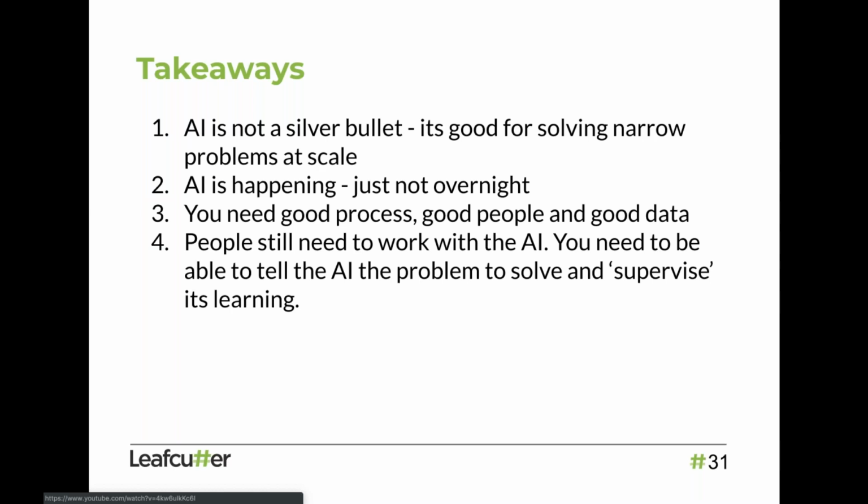You still need a good process, and we covered some of the project management and identifying opportunities already, good people and good data to make it work. And you still need people to work with the AI. Ultimately, you need to be able to tell the AI the problem to solve and to supervise its learning. And a lot of that's, again, on people. It's not in the tools. So if you do that really well, you have the right problem with the right people, the right data, and you follow a good process, you can solve a lot of problems. You just need to make sure you have all those things there.